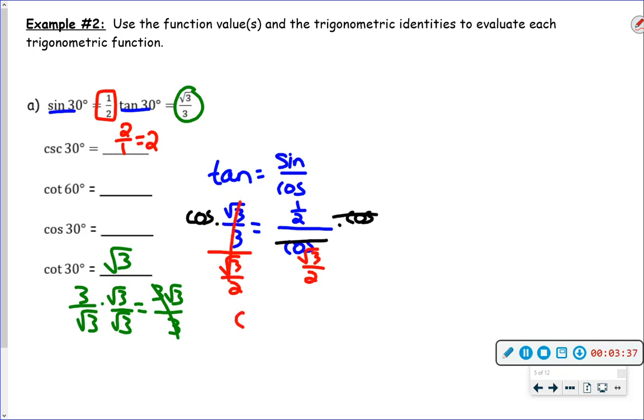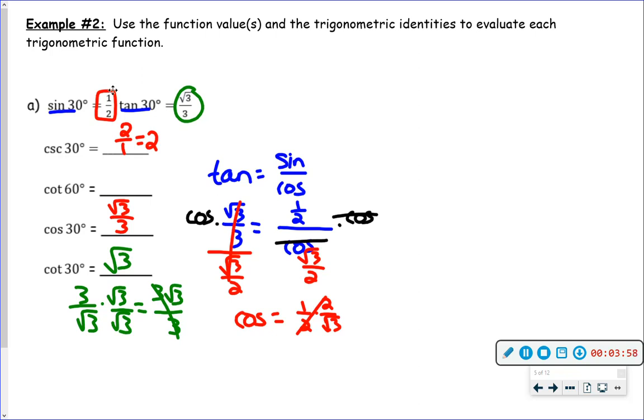So now I'm just down to doing a whole bunch of fraction work. I'm going to have to do 1/2 divided by √3/2. We're going to multiply by the reciprocal. That gives 1/√3, which of course rationalizes out to √3/3. So, using your identities and some solving skills.